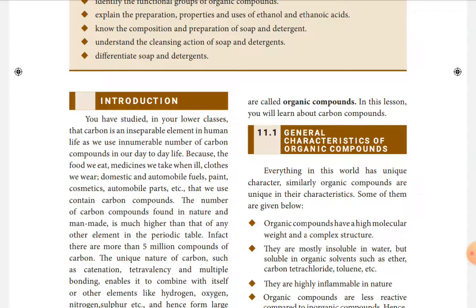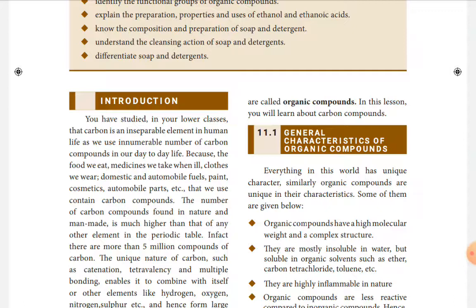Then, what is the position of carbon in the periodic table? It is in the 14th group, second period. The first element of the 14th group is carbon, and based on that, the family is called the carbon family. What is the atomic number of carbon? The atomic number is 6 and the atomic mass is 12. So we can write C with 6 as subscript and 12 as superscript, in the form of illustration.